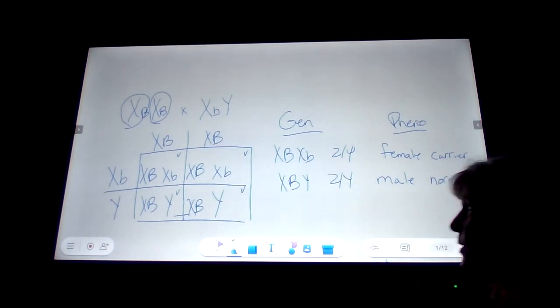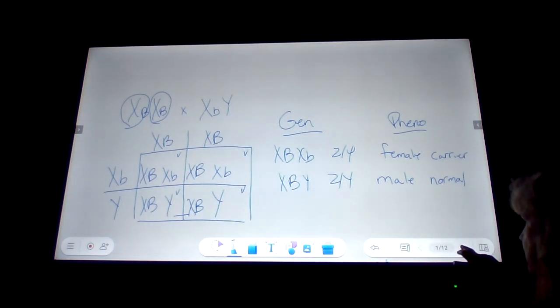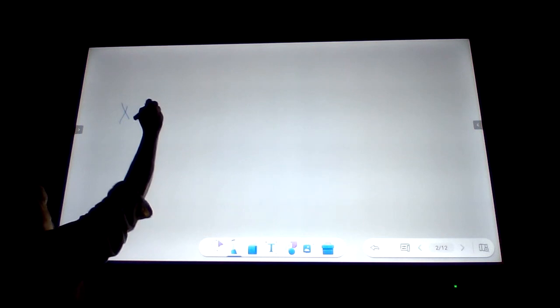Okay, let's do a couple more problems, again, just to make sure we understand these. Okay, still working with sex-linked Punnett squares. This is number 2. It says, cross a woman who is not colorblind, but whose father was, with a man who has normal vision. So again, anytime you see male and female, you automatically put in the X's and the Y's.